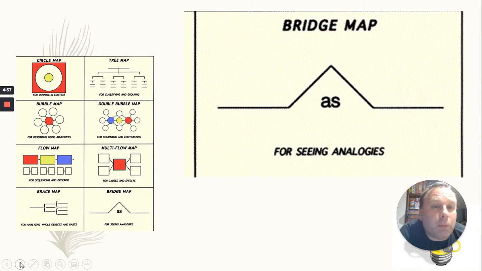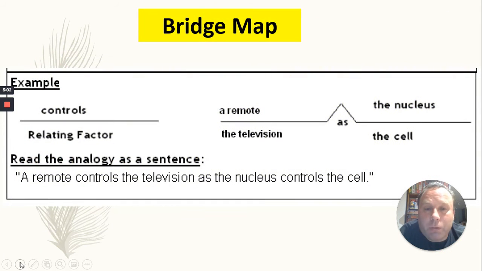Now this bridge map is specific in English for seeing analogies. We've got an example here. We've got a remote control and the television. It's the same as the nucleus of the cell. Both of these things control. So we've got a relating factor at the start, but that's quite a technical thing.